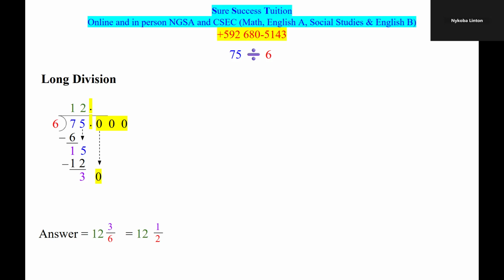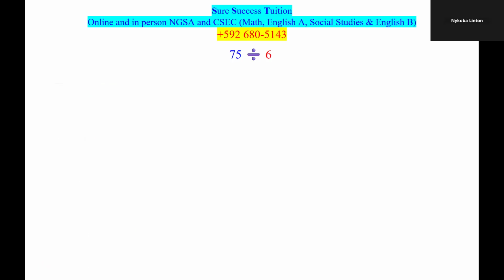And we divide as normal. 6 goes into 30 how many times? 5. We multiply as normal. 5 by 6 is 30. Let's subtract. We have 0. Whenever we reach 0 as the remainder, we have completed dividing. So our answer would be 12.5. Nothing too complicated.